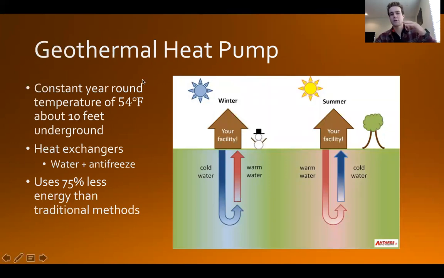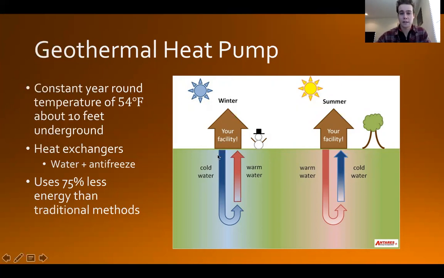The heat from underground can also be used to heat and cool houses and buildings using a geothermal pump, and also knowing that about 10 feet below the frost line underground remains around 54 degrees Fahrenheit year round. So this allows you to heat and cool your house depending on the season.